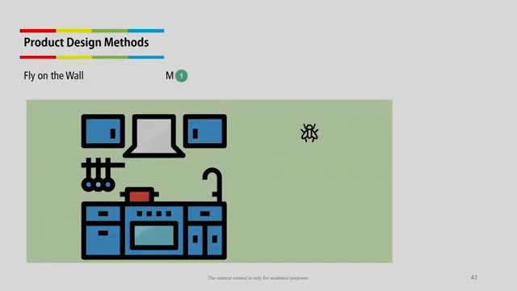Next method is fly on the wall. Most of the time it has been observed that when designers are interviewing users, users become conscious and do not give correct information. Hence, this fly on the wall method is very much effective, where designers are observing from a distance.